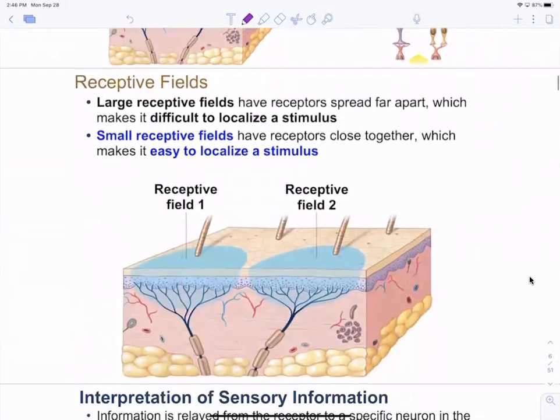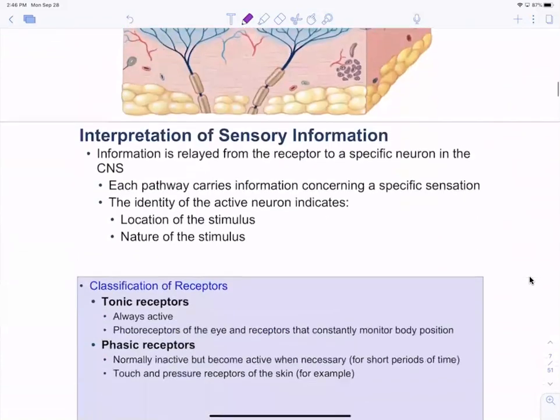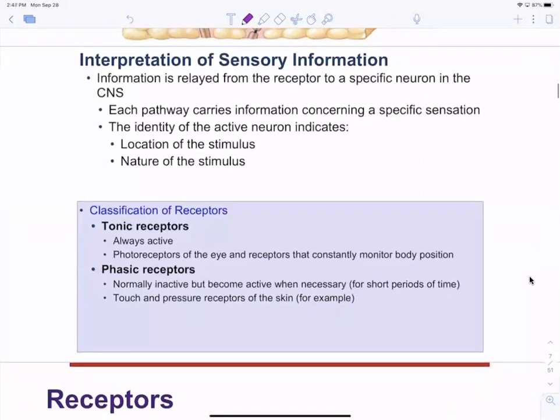And then here it goes through receptor fields. So again, small receptor fields make it really easy to pinpoint or localize where some sensory input is coming from. Interpreting sensory information really depends on your association areas and what your brain has learned, right? And what it's experienced in the past, what sensations have come in.